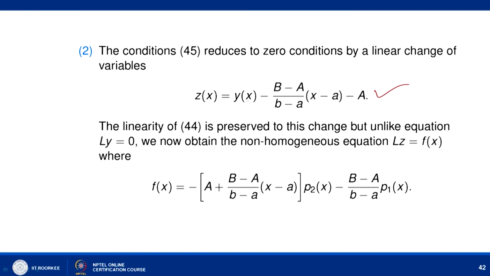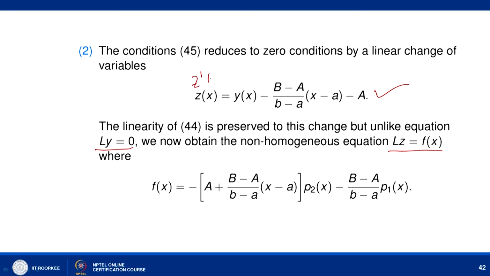So, z of x equals y of x minus (capital B minus capital A) divided by (small b minus small a) times (x minus a) minus capital A. So, if we use this, then we can change our boundary condition to homogeneous boundary condition, but if we do this then our problem will also change. So, the problem is initially given as Ly equal to 0, and is now changed to something like Lz equal to f of x. So, how can we look at it here? z of x is given by this.